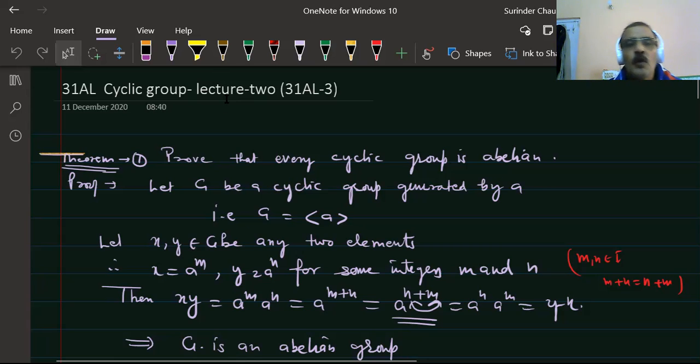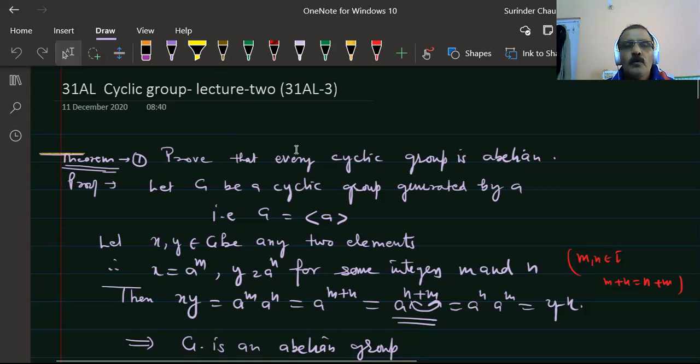Now, in this second lecture on cyclic groups, we'll prove more theorems on cyclic groups. The first theorem is to prove that every cyclic group is abelian.